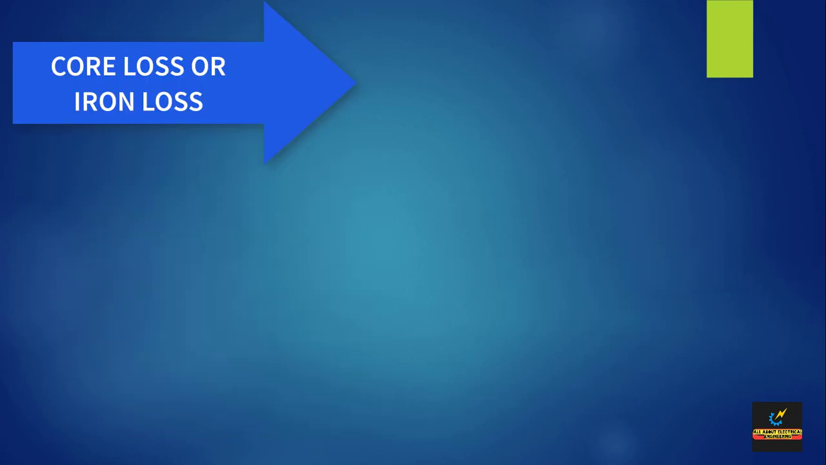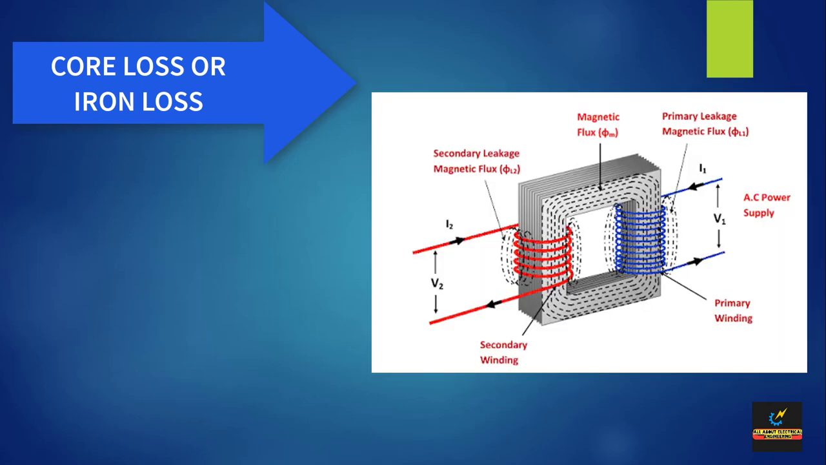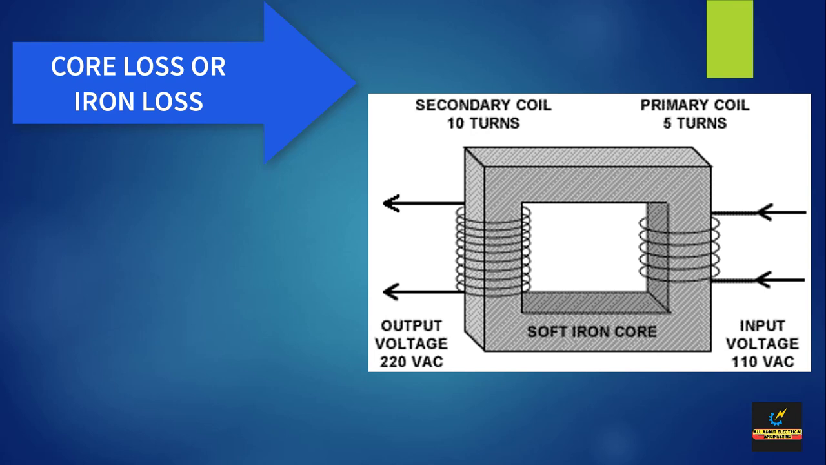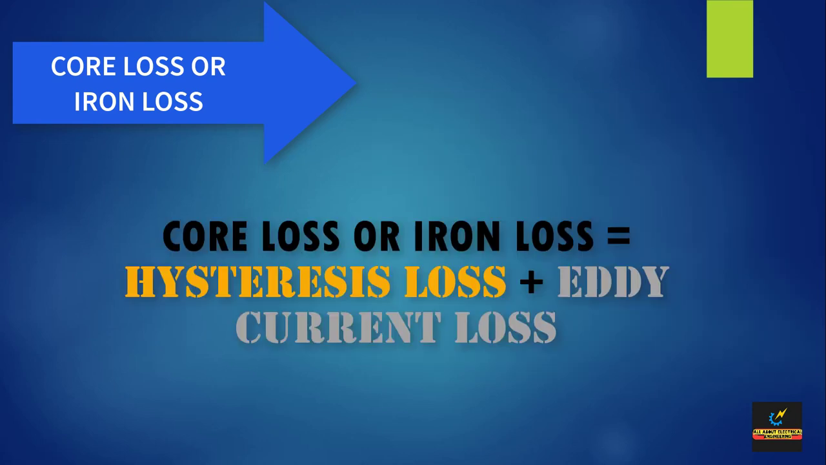Now we see what is core loss or iron loss. From the name of the loss, we can understand that this loss occurs in the transformer core. So, the magnetic core of the transformer is responsible for that. The core loss or iron loss is the sum of two losses. First, hysteresis loss, second, eddy current loss.